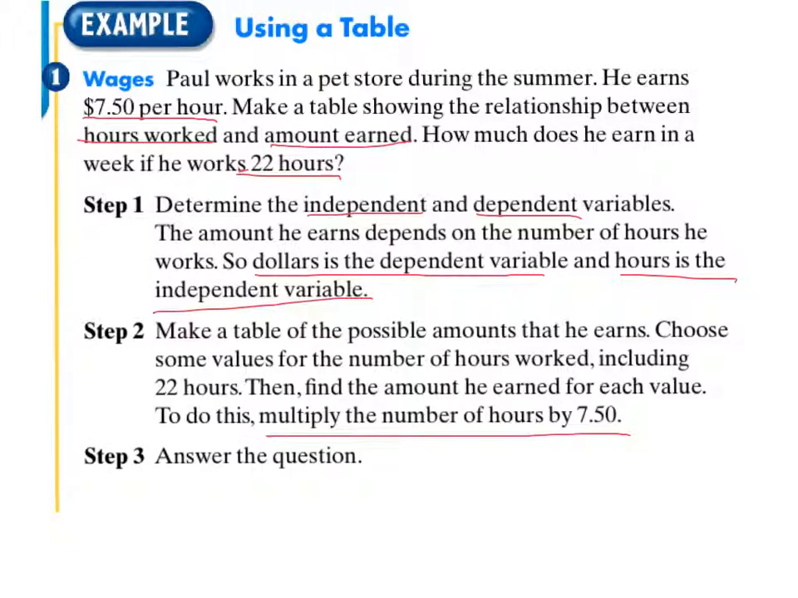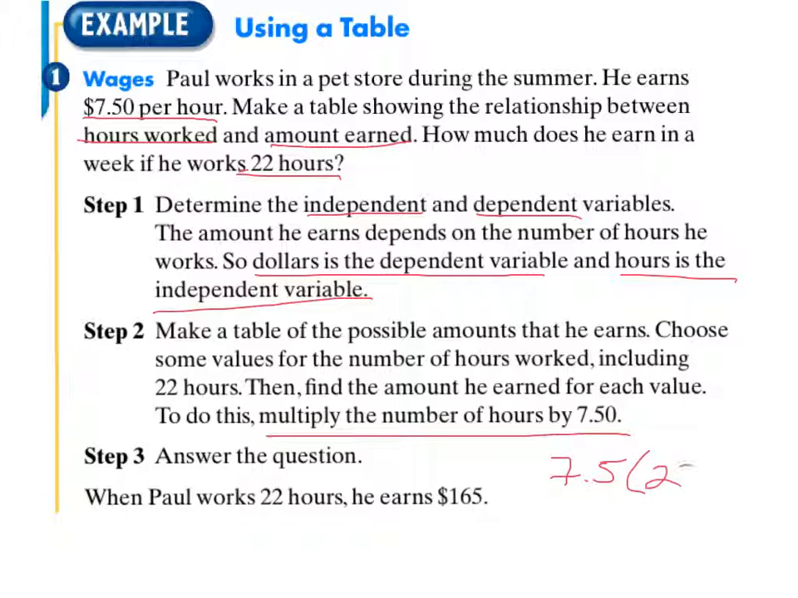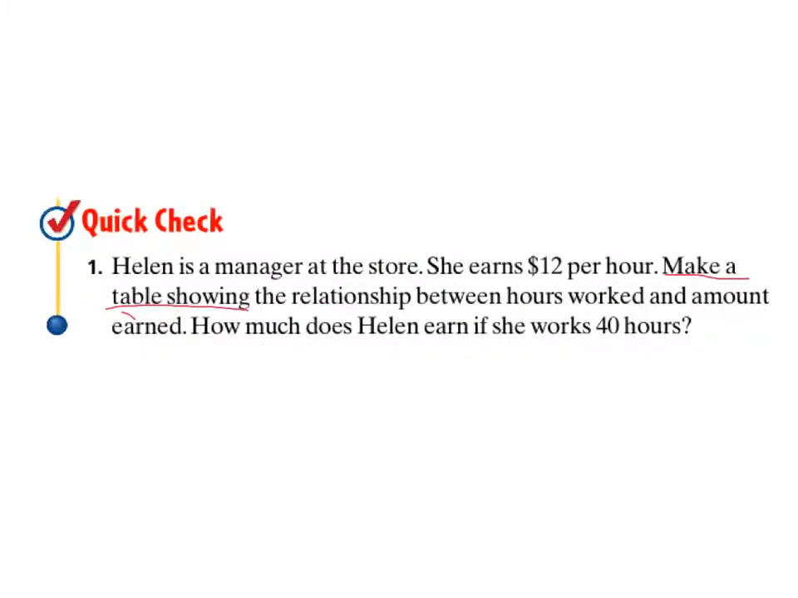Then we would just need to answer the question once we had filled out our table. When Paul works 22 hours, he earns $165. So 7.5 times 22. Pause the video and do the quick check in your notebook. Be sure to make a table showing the relationship between hours worked and amount earned.